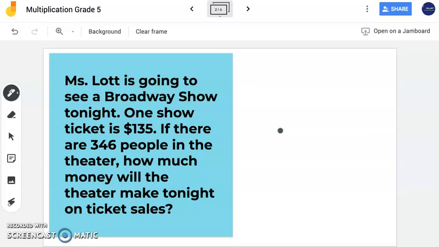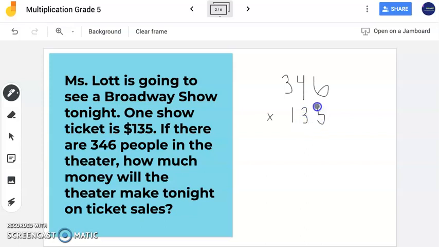We know that one show ticket is $135, but there's going to be 346 people in the theater, so each person pays $135. Your goal is to figure out how much money will the theater make tonight in total on ticket sales. So what we're going to do here is simply do 346 times 135. Now for this problem here, I am doing just the standard algorithm.